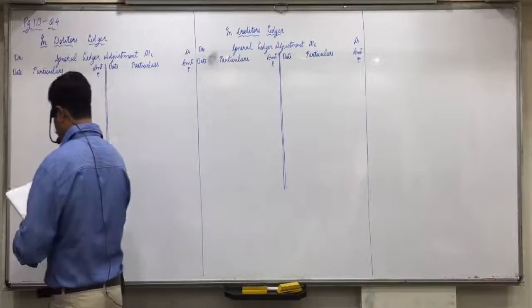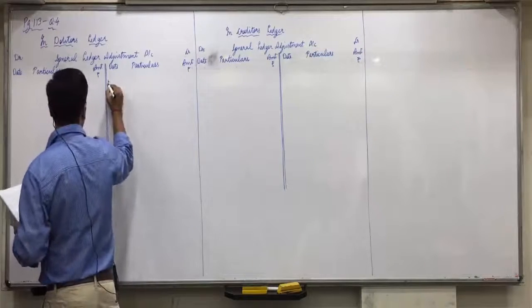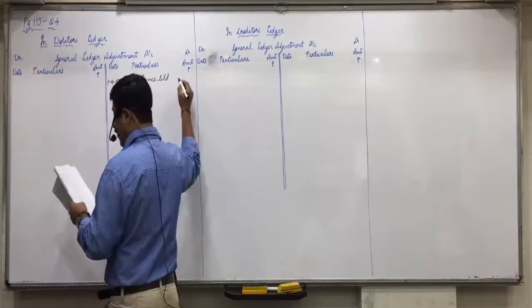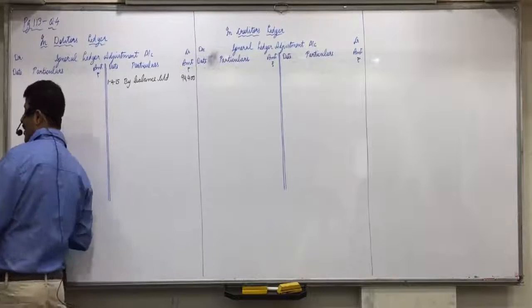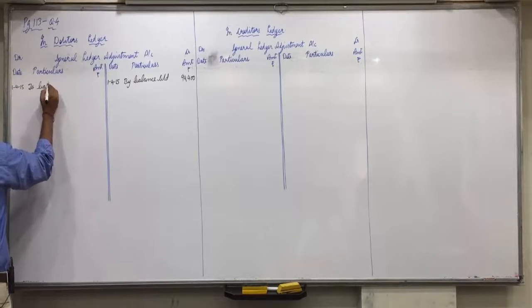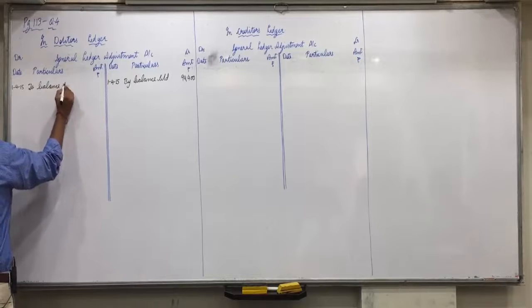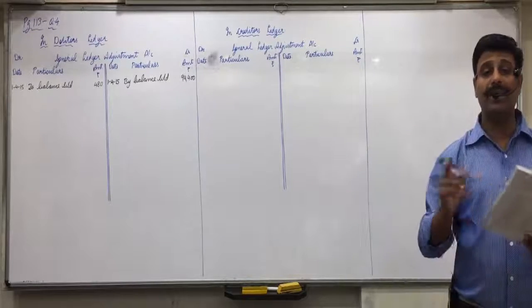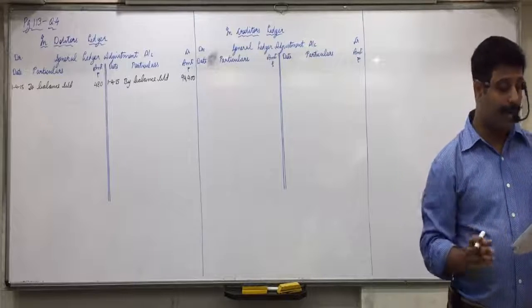So the debit balance will come on the credit side: by balance brought down 94,400. The credit balance will come on the debit side: to balance brought down 480. Any confusion in this? Further. We have written on the opposite side because it's an opposite account.